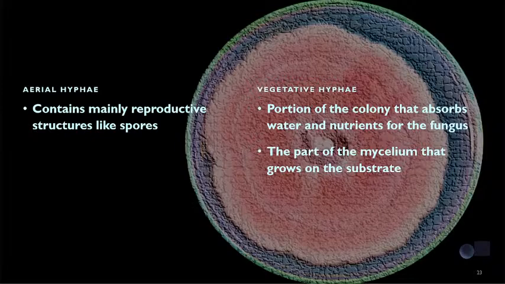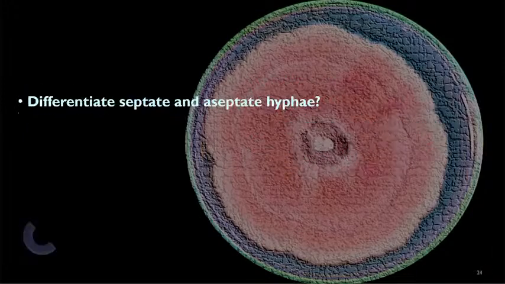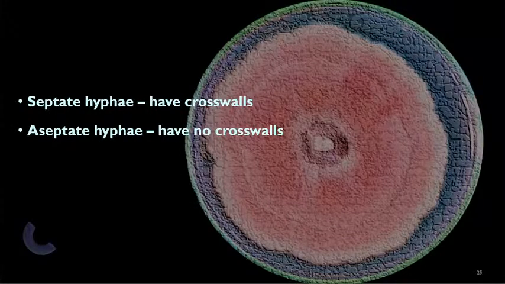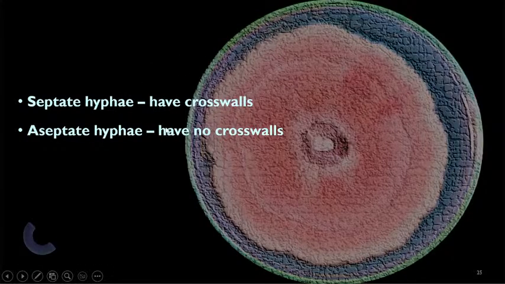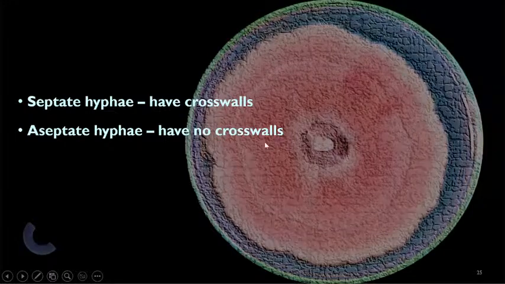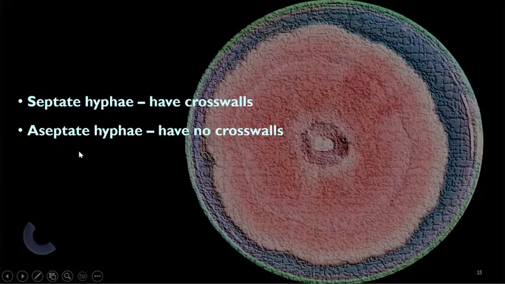Okay? So, yeah. Let's move on to the next things that we're going to talk about. Let's talk about the septation. Differentiate septate from aseptate hyphae. Septate hyphae is a hyphae that has cross walls, while an aseptate hyphae has no cross walls. And please don't confuse aseptate hyphae from pseudo hyphae, because they oftentimes are misconstrued and misunderstood by many of my students.